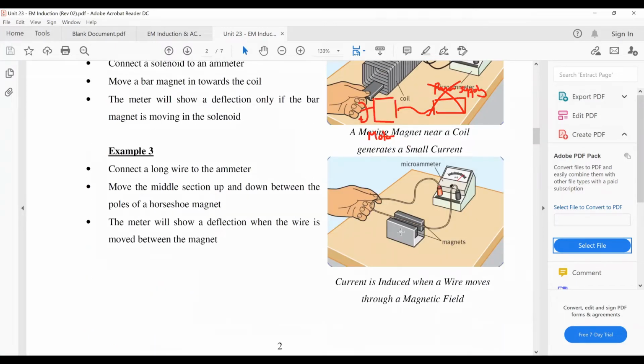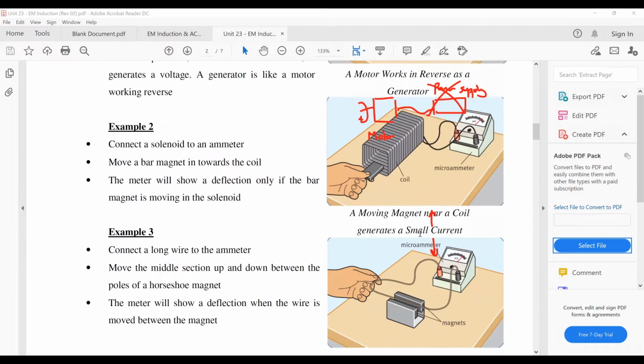Okay, then if you have a case where you have a wire connected to an ammeter and you place it in between two bar magnets, you move your wire up and down, you're going to cause a current to be generated also. The observation here is a bit the same as the ones before this. If you move your wire up, the ammeter deflects one direction. If you move your wire down, the ammeter deflects another direction. And after that, the faster you move, the bigger the magnitude of your deflection.